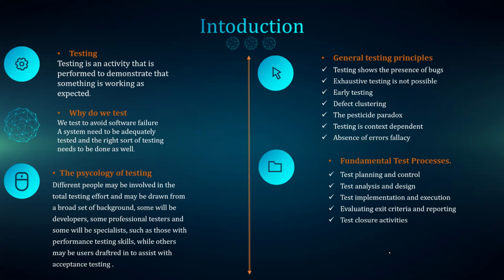The general testing principles are: testing shows the presence of bugs, exhaustive testing is not possible, early testing, defect clustering, the pesticide paradox, testing is context dependent, and the absence-of-errors fallacy.